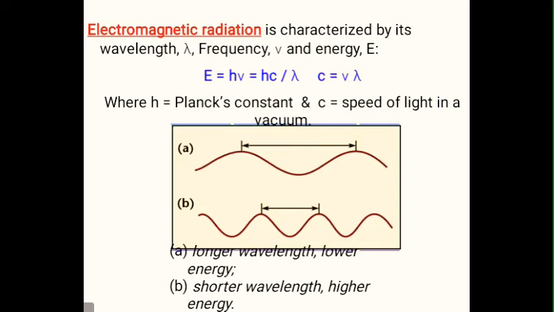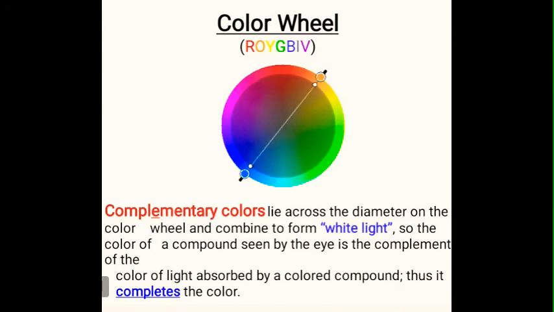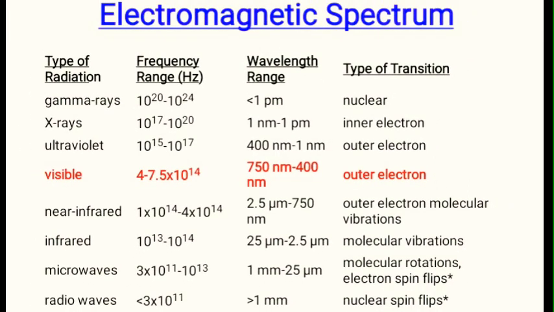Now, the electromagnetic spectrum, the compounds or complex of the colored and rays, which we can see on the screen in a chart. It is divided into 4 parts vertically: the type of radiation, second frequency range in hertz, wavelength range, and type of transition.